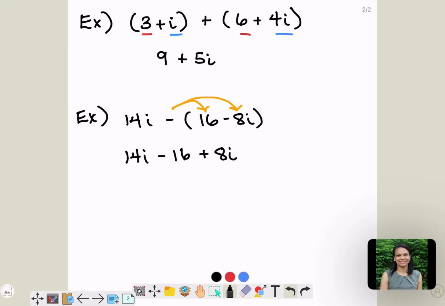And now I'm combining like terms. So I'm going to combine these imaginary parts. 14 plus 8 is 22. So I've got 22i minus 16. And this is acceptable for standard form. If you move them around, so if you wanted to put the real part first, which again, you don't have to do, but if you do, just make sure that you take the negative with the 16. So if you move them around, the 16 is still negative, the 22 is still positive.